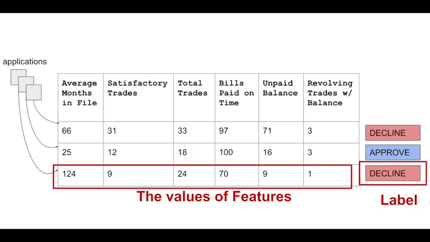When we look at the application in the third row, the application has 124 for average months in file, 9 for satisfactory trades, 24 for total trades, 70 for bills paid on time, 9 for unpaid balance, and 1 for revolving trades with balance. Also, the machine learning model assigns a label, decline.